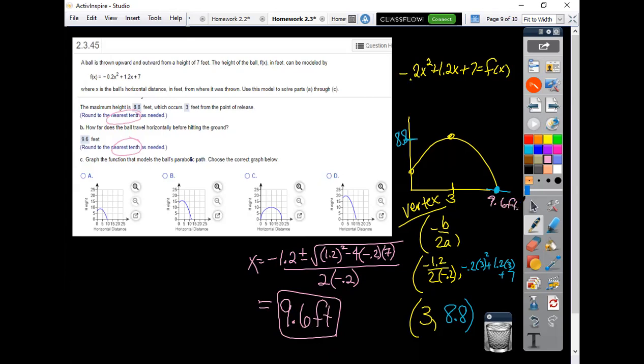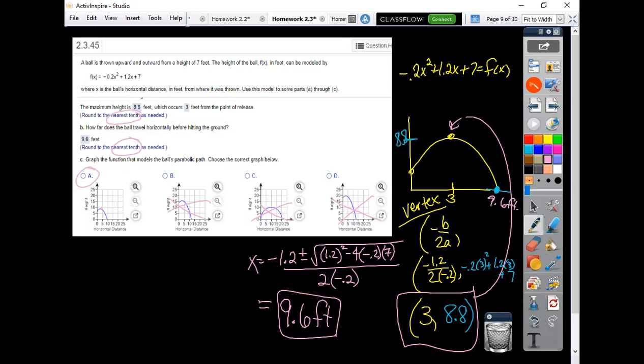So which of the graphs below show this? Well, you can use a lot of elimination here. If it hits the ground at 9.6, that's out. That's further than 9.6. That's further than 9.6. That's further. The only one left in this case would have been A. If you look at the vertex coordinates, you would also see that's the only one where the vertex could end up being this 3 feet away, and it's up at 8.8 feet high.